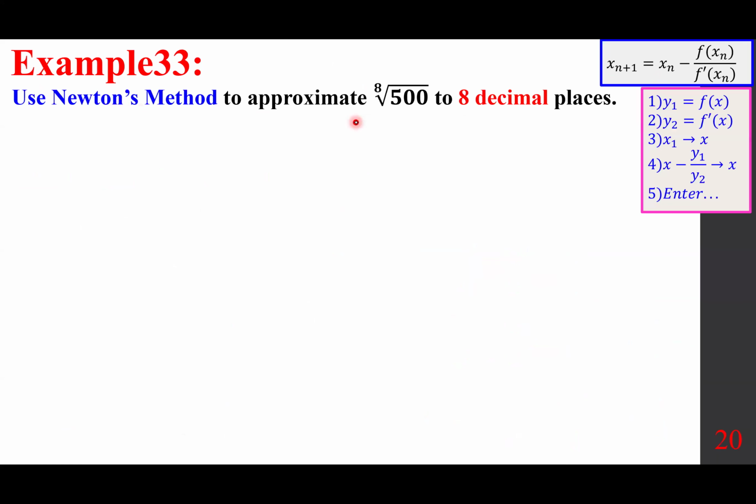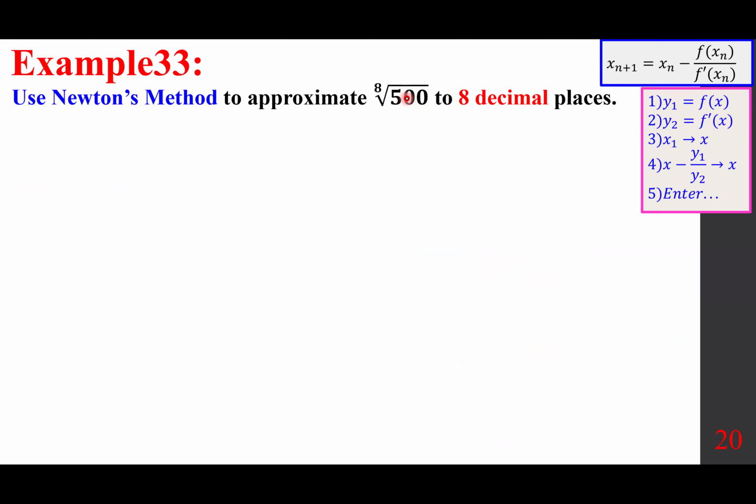Use Newton's method to approximate the 8th root of 500 to 8 decimal places. So we need, remember, according to that, x of n plus 1 is x of n minus f of x of n over f prime of x of n. We have to figure out what is x, what is f of x, what is f prime of x.